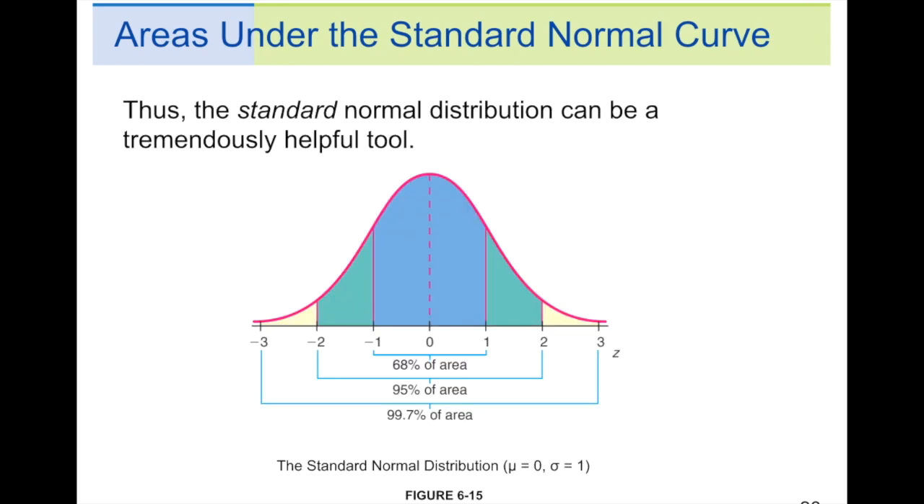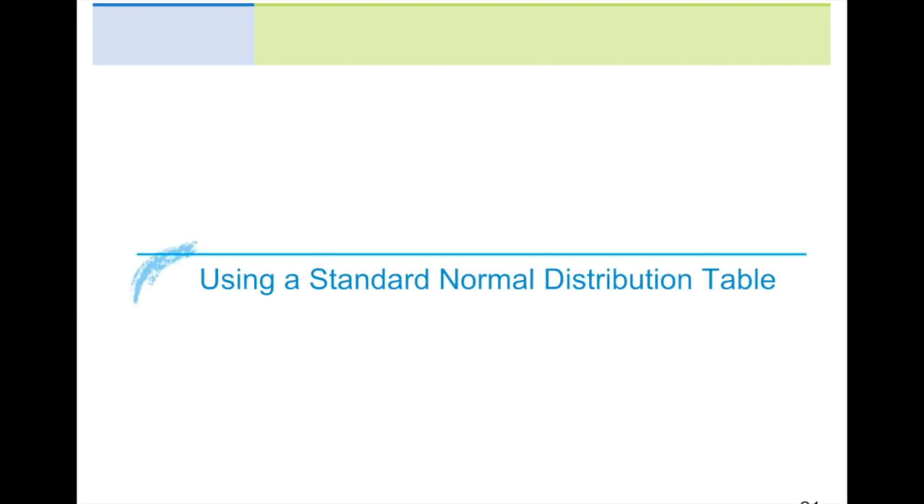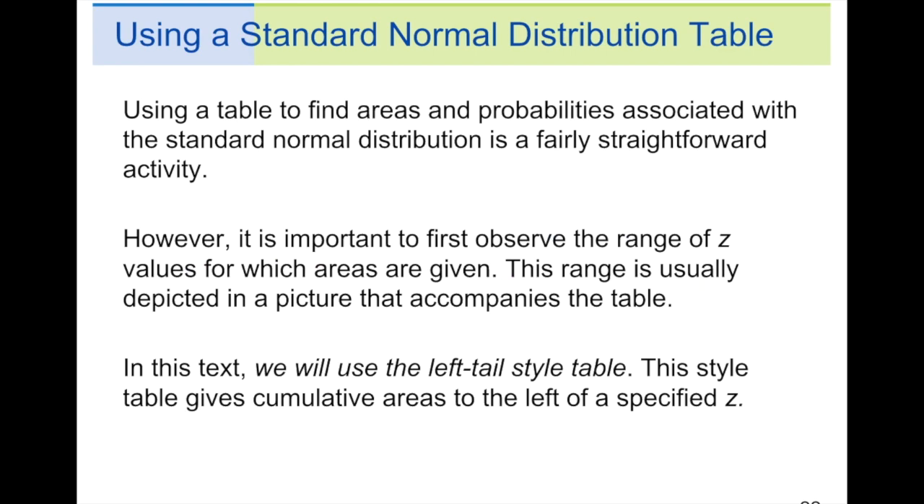Thus, the standard normal distribution can be a tremendously helpful tool because it will help us find the percentages of things. So we turn everything into z-scores, and then we can use it to find percentages, probabilities of things, using a standard normal distribution table.